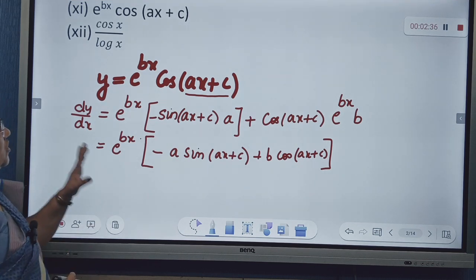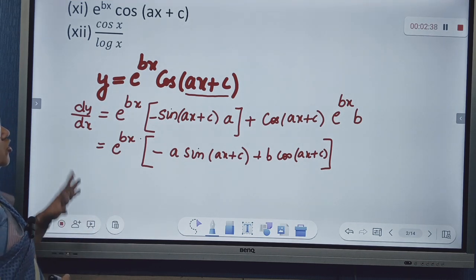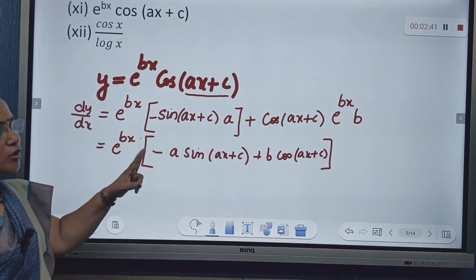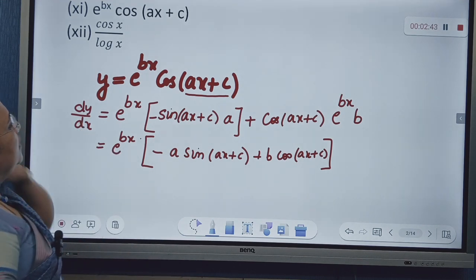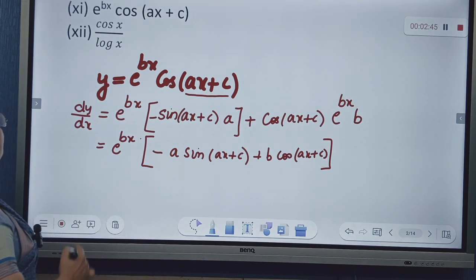Are you able to follow? So this is the derivative. So it's a product of two functions. I have used product rule and chain rule. Now let us look at the second problem.